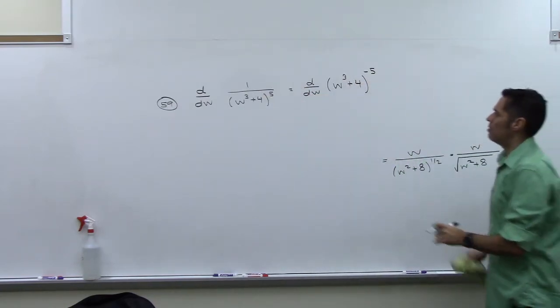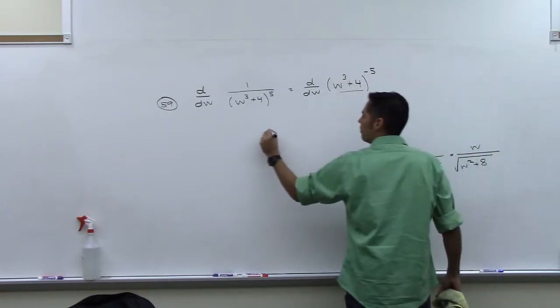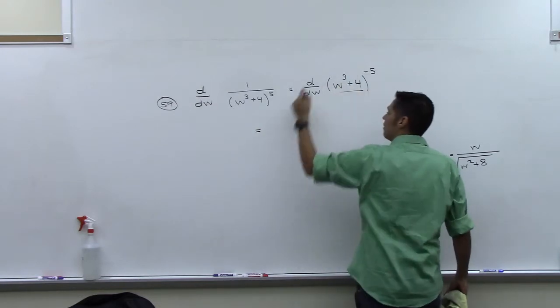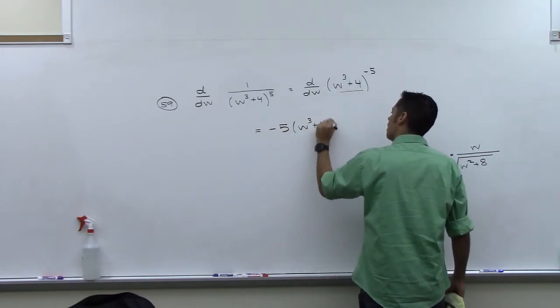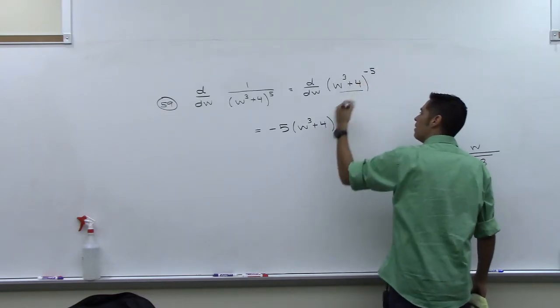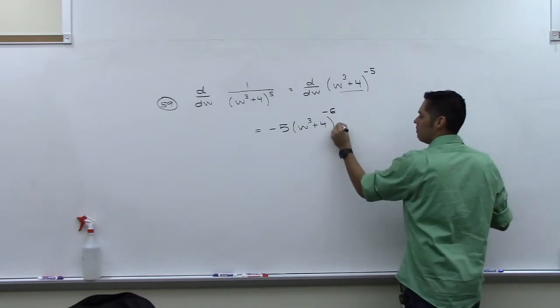Then I can use my generalized power rule, which allows me to take this and drop my power out. So here we go, derivative time. Negative 5 is going to pop out. We're going to have w cubed plus 4, not touching that. Subtracting 1 from negative 5 is negative 6. Be careful there.